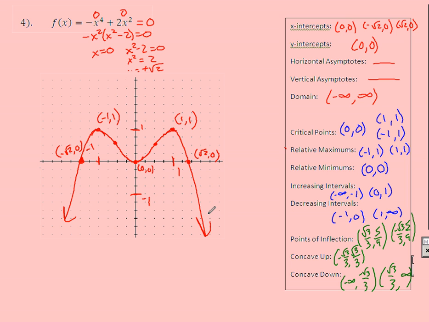So check yourself. Were you increasing all the way to negative 1? Yes, you were. Increasing to negative 1. Increasing again from 0 to 1. Yes. Decreasing negative 1 to 0. Yes. Decreasing 1 to infinity. Yes. Concavity looks good. Where are you concave up? Where are you concave down? Everything looks to be in good order.